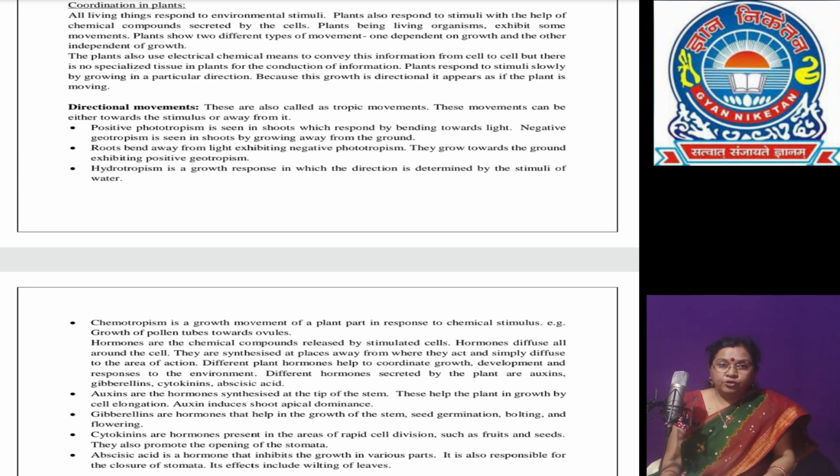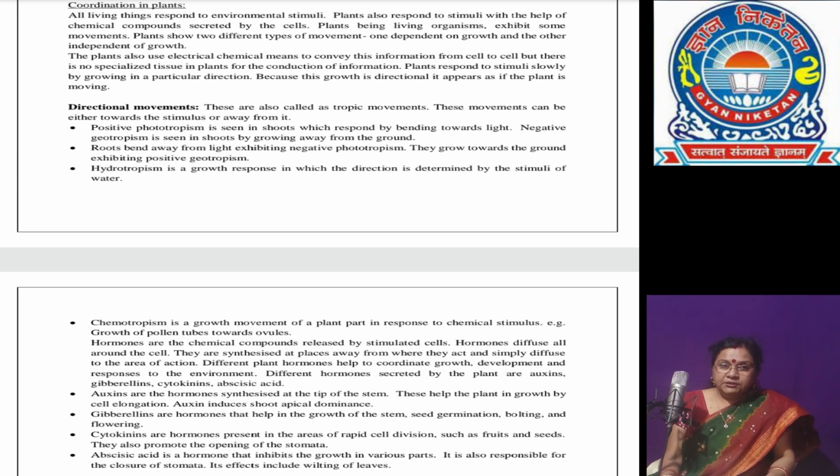Second type of plant hormone is gibberellins. It helps in growth of the stem in diameter, that is in girth, as well as growth of the fruits. It also helps in breaking the dormancy of buds and seeds. Third kind is cytokinins. It promotes cell division. It helps in stomatal opening. It delays aging in leaves.